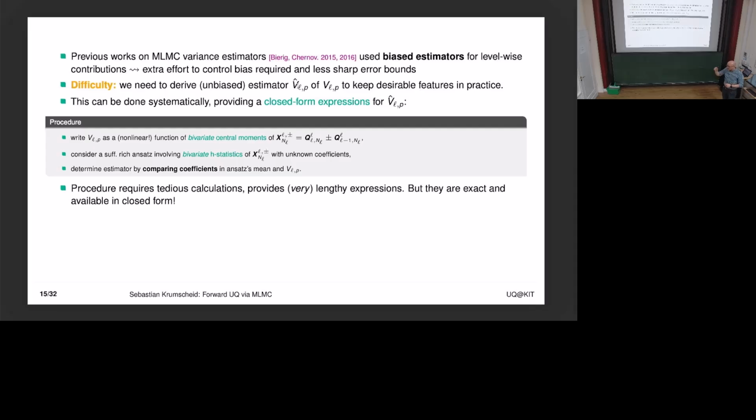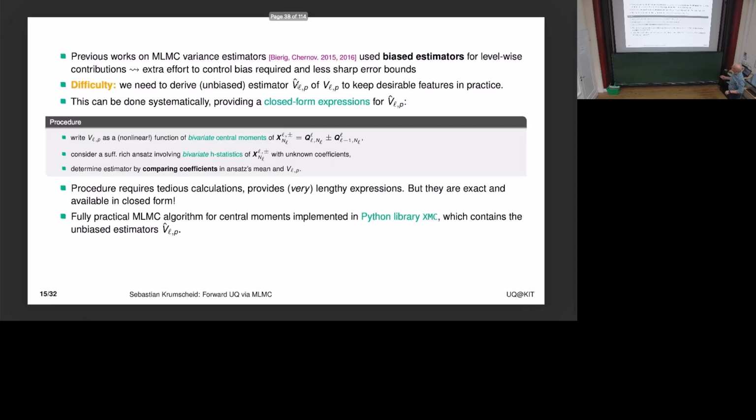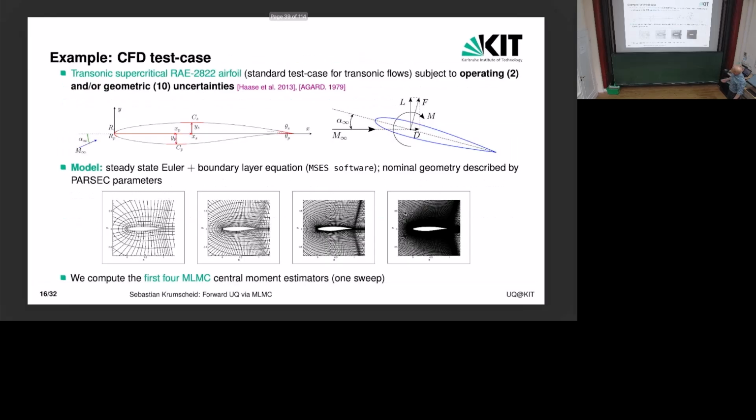It got to a point where the estimator for, let's say, the fourth central moment didn't even make it into the appendix of our paper because it was too long. It's really ugly. However, they are explicit and you could do them, and if you really want to see these formulas, they are implemented in this Python library called XMC. Okay, so what can you do with those?